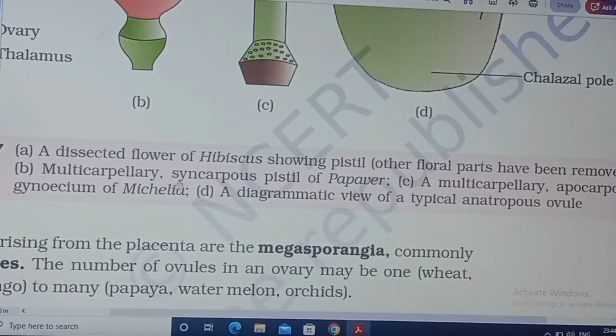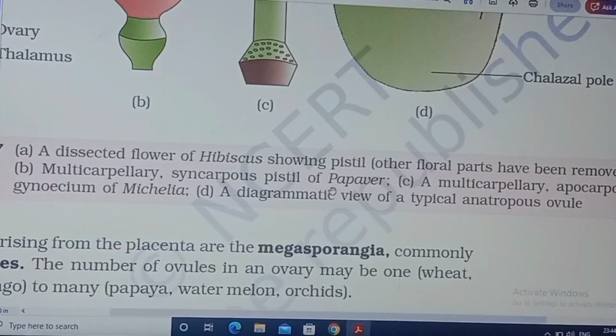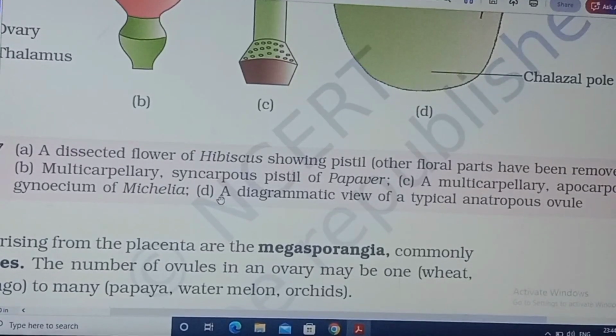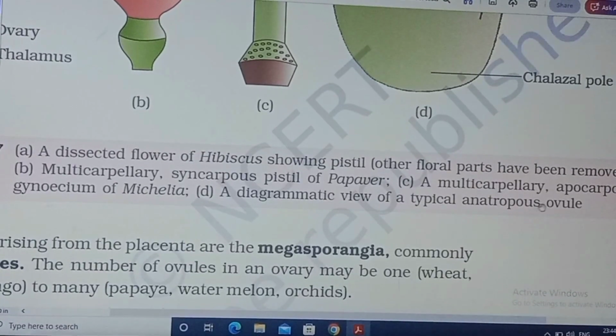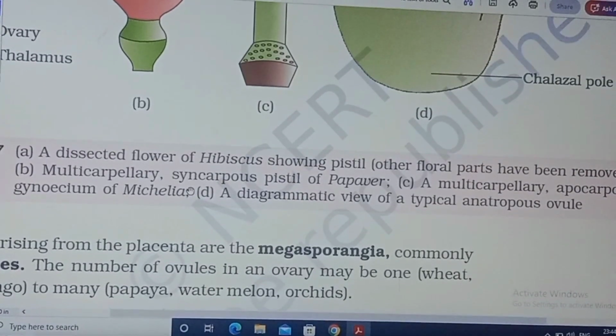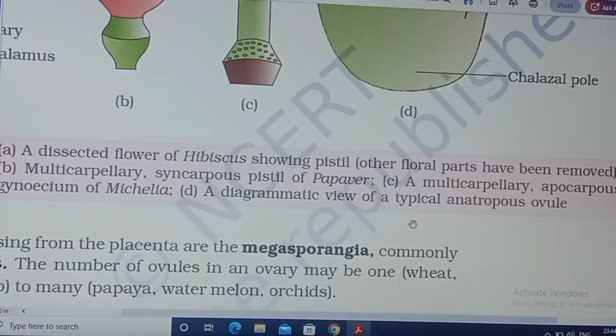You can remember this as SP. SP means syncarpous papaver, and you can remember this as AM. AM means alarm, we can say 9 a.m., 10 a.m., like this you can remember. A means apocarpous in the gynoecium, and M means Michelia.